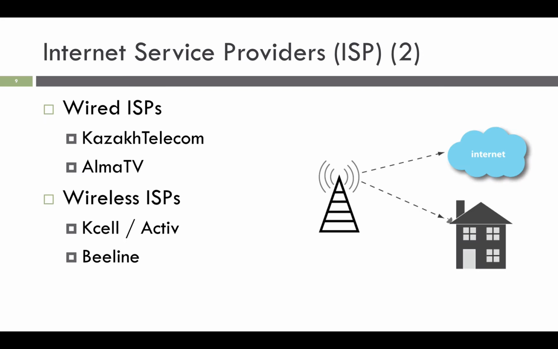ISPs connect clients to the Internet using wired or wireless media. Wired ISPs use fiber optics or copper cable. Examples of wired ISPs are Kazakh Telecom and Alma TV. Wireless ISPs such as Active and Beeline connect mobile clients using radio waves.